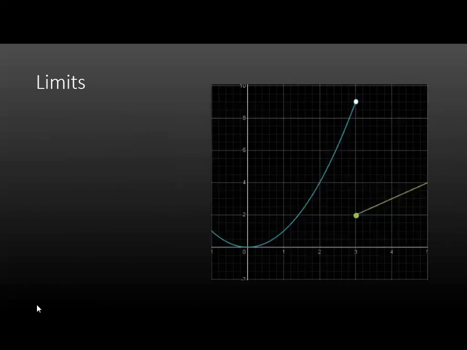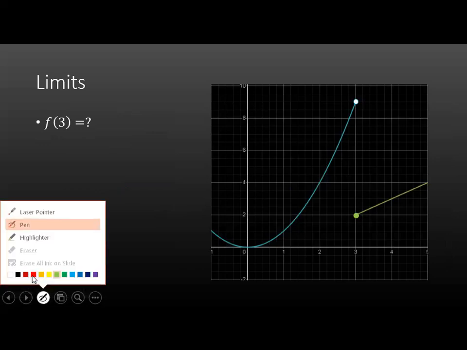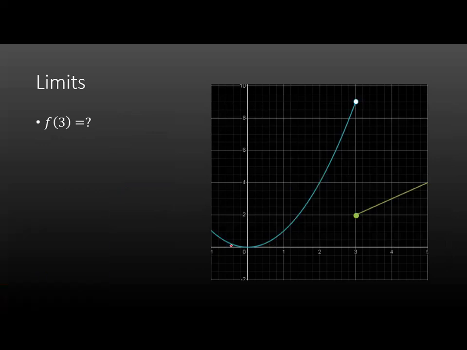How about this one? What is f of 3? Well, let's graph it out. F of 3, your input is 3. So 0, 1, 2, 3. Remember, if you see this, it means it's a hole. So it's undefined. 3 may not be defined here because, again, it's a hole.